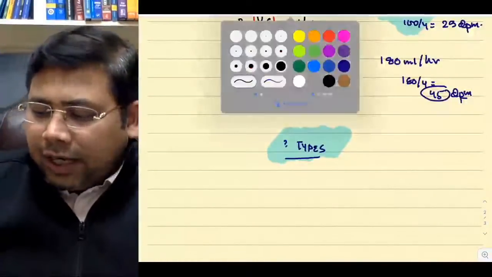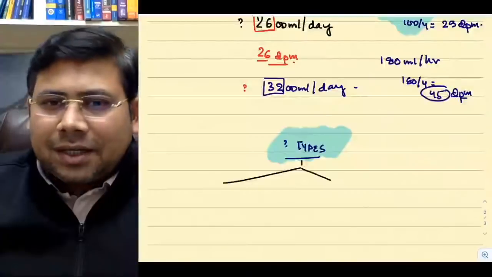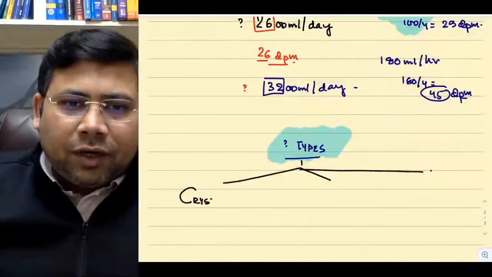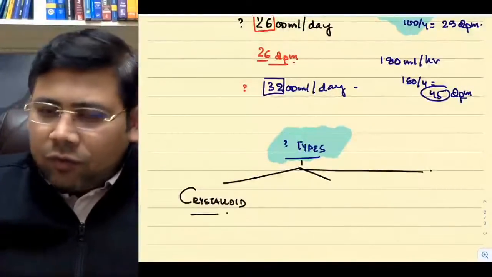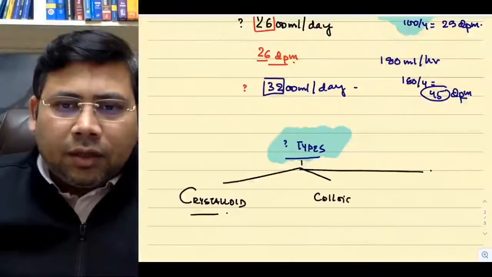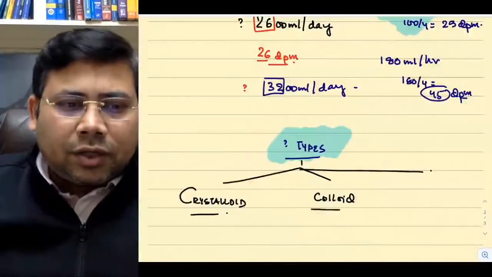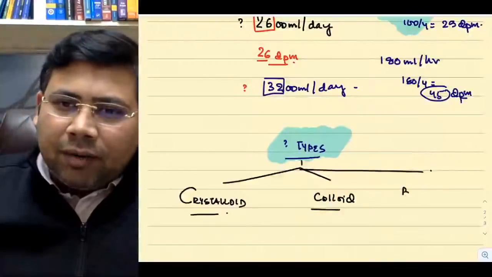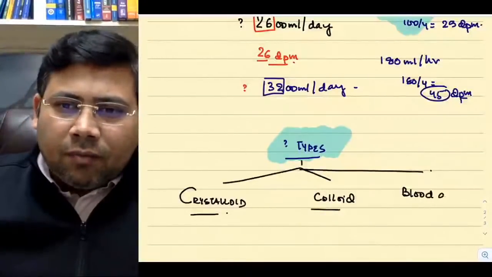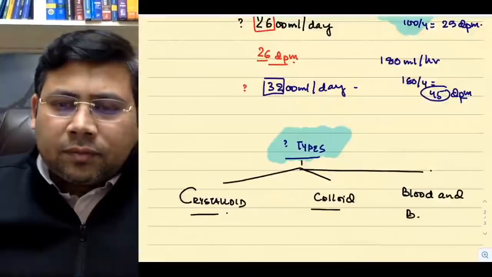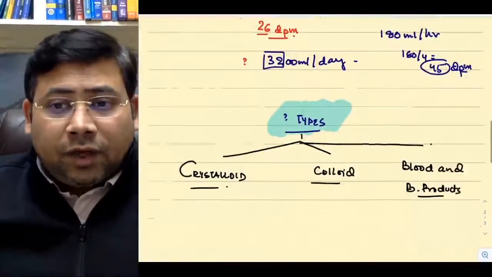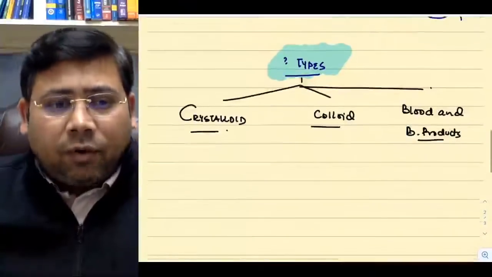If we talk about the types of fluid, we have three basic types. One is crystalloid, which is the most frequently used. Then we have colloid. And the last is blood and blood products. Fluids are very important.